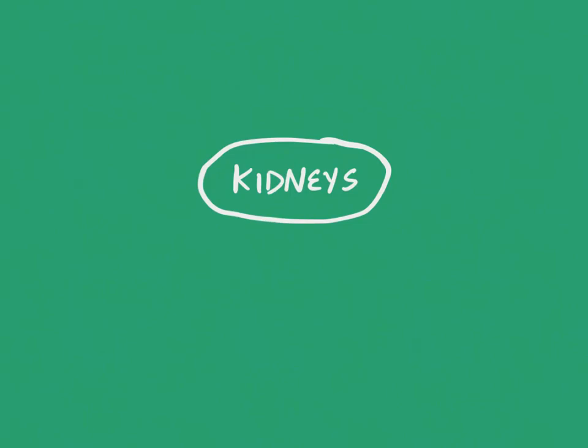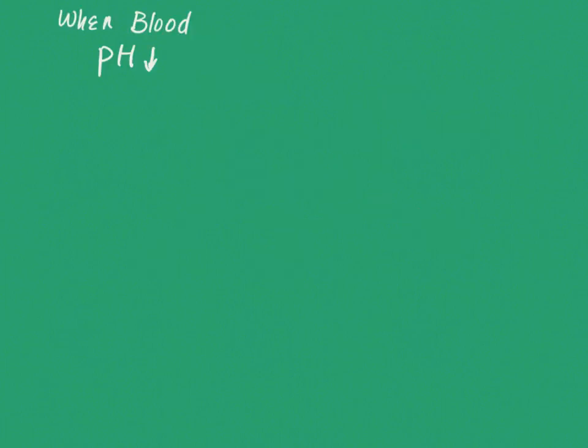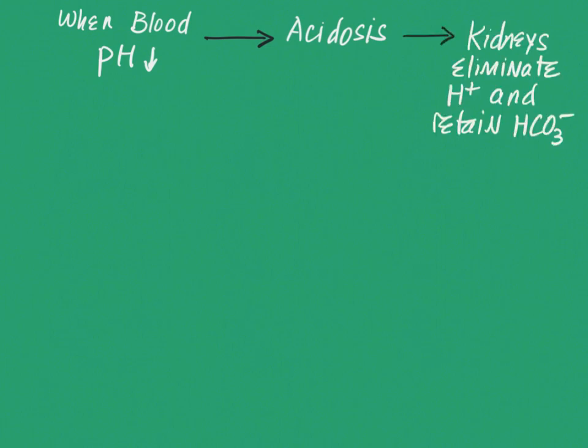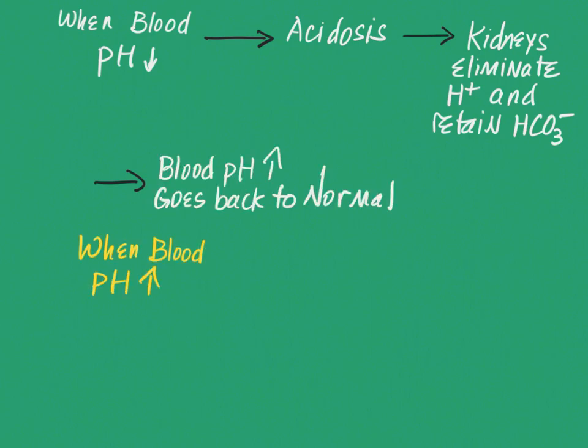The kidneys maintain homeostasis by maintaining pH balance, water balance, salt balance, blood pressure, and oxygen levels in the blood. Let's look at pH. When the blood pH goes down, we call this condition acidosis. The kidneys respond by eliminating H plus ions and retaining bicarbonate ions. As a result, the blood pH goes up and goes back to normal.